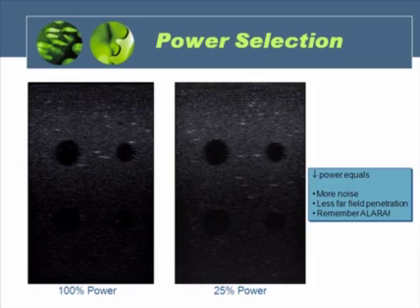Let's look at a phantom, scanned with 100% power and 25% power, and look at the differences. Notice that on this particular phantom, I still have adequate penetration into the far field. I'm still able to see these cystic structures that are located in the far field. However, when we lower the power, we do decrease the ability to penetrate into the far field, and we also introduce more noise into the image. You can see clearly that this image is noisier than the image at 100% power. Either way, remember, as low as reasonably achievable.